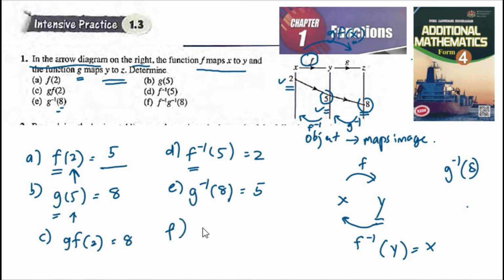And then (f) f inverse g inverse. So we see here, gf means f first, then g. So here, f inverse g inverse means we start with g inverse first, then f inverse. So g inverse first, then f inverse. So we can say that it's mapping function z to x. So z to x, so when the object is 8, then we get the image of 2.